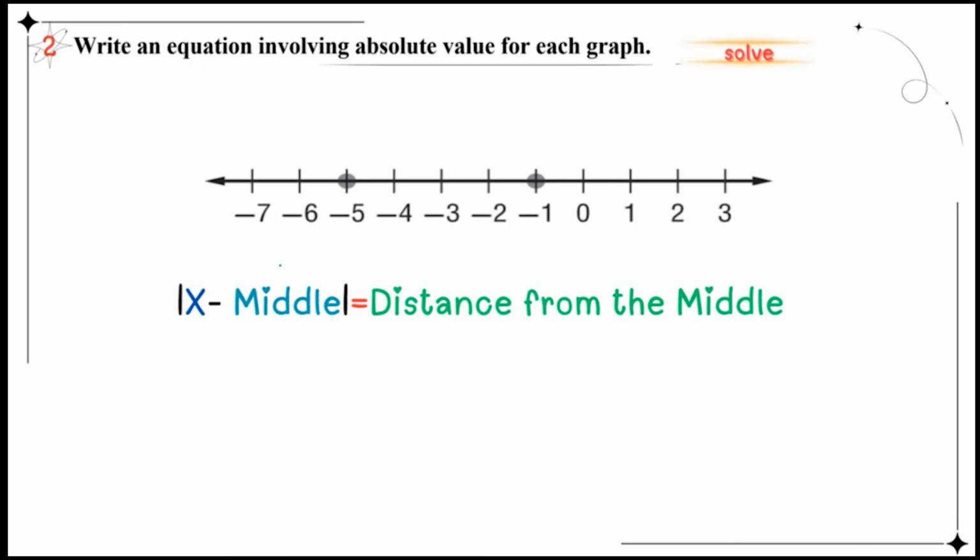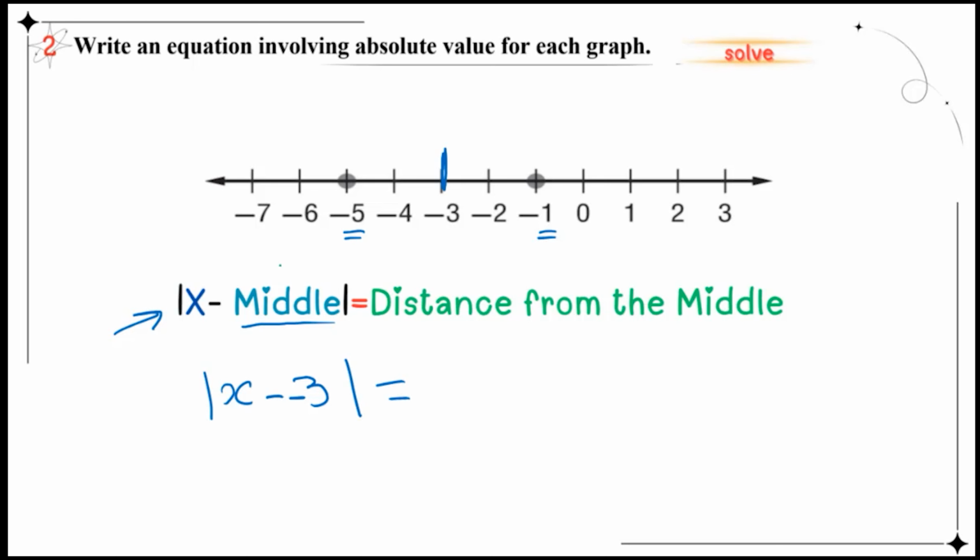Question number 2. We have two solutions here, negative 5 and negative 1. Like we said, we should write the formula first. Now we need to find the middle. Where is the middle between negative 5 and negative 1? It will be negative 3. Then we have here absolute value of x minus negative 3. But we have another minus from the rule. Don't forget, we have the minus from the rule and the minus for the number. Equals the distance from the middle.